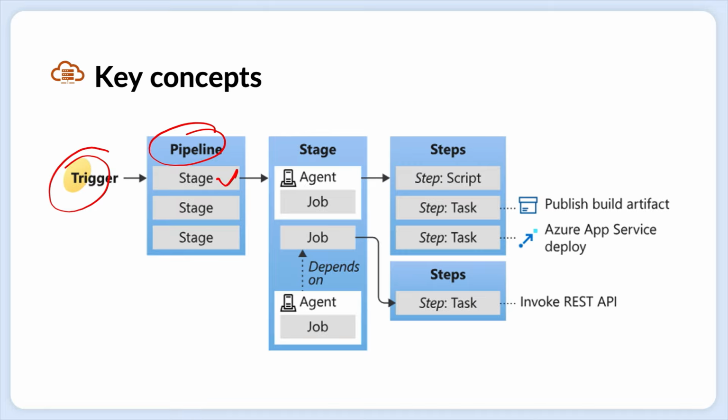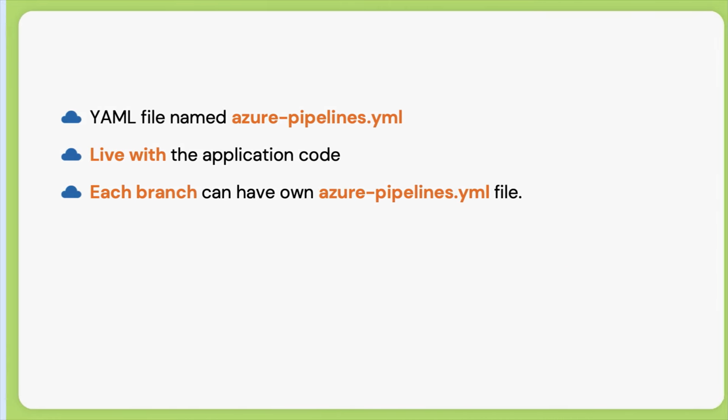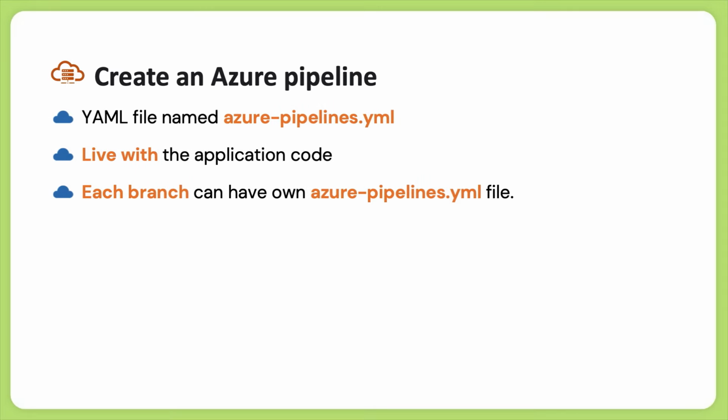This pipeline has different stages, and each stage needs to be run on some agent, some virtual machine, and then it has the job, and inside this job we have either the script or the task. Well, now how do we create this pipeline? Let's understand this. We can create this pipeline in YAML. Azure DevOps supports a YAML file, and in this YAML file we can create our pipeline.